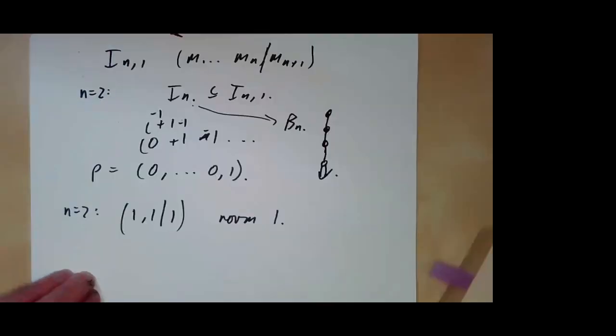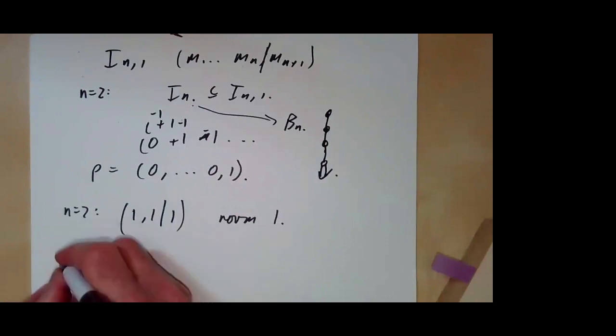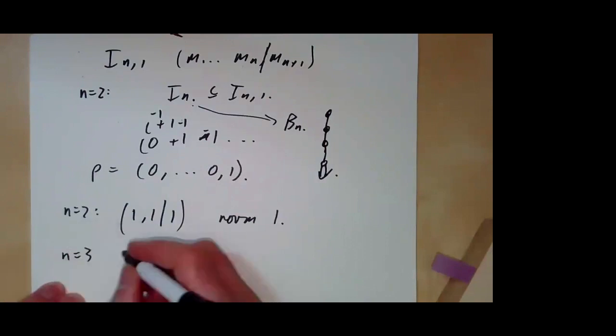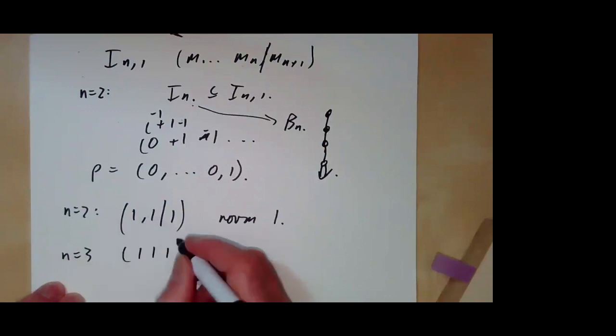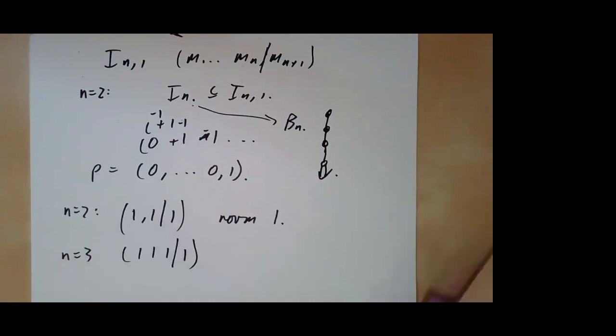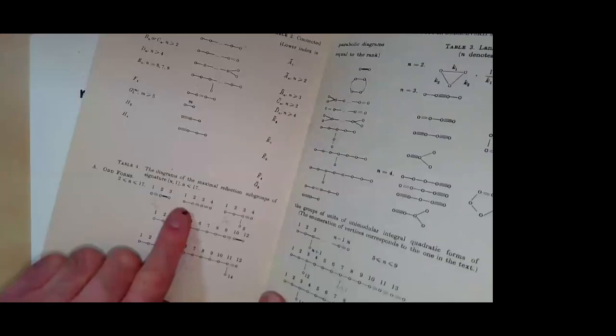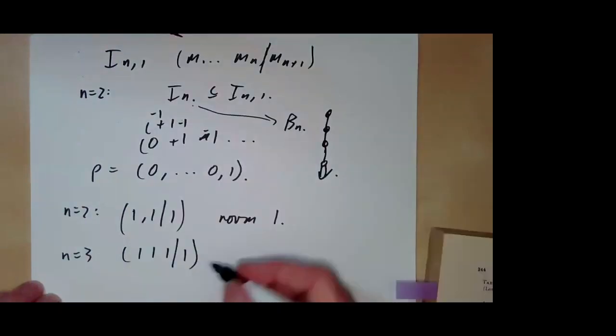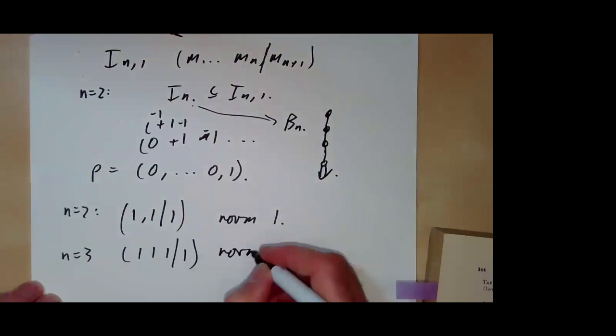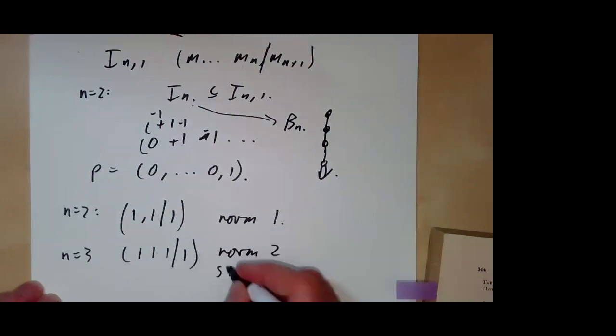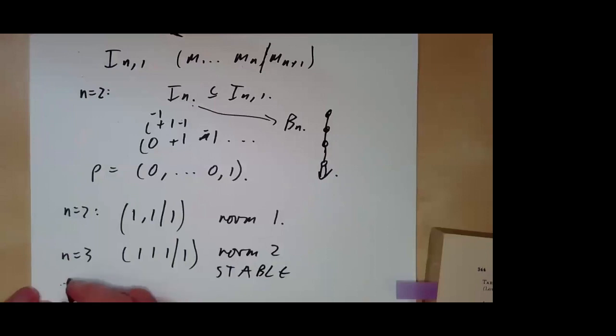And then for n equals 3, we lose this vector, and we get the vector 1, 1, 1, 1. And this gives us this diagram here. And this is norm 2, and is actually stable in the sense that no matter how much you increase n, we always get a vector a bit like it, which looks like this. This one wasn't from n equals 3, it gets killed or replaced by a vector of norm 2. But once you've got a vector of norm 2, they tend to be stable.